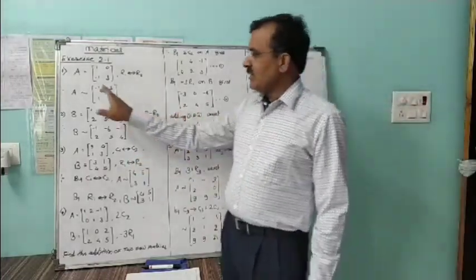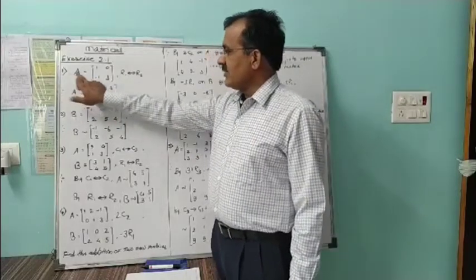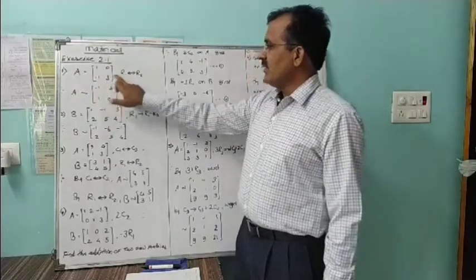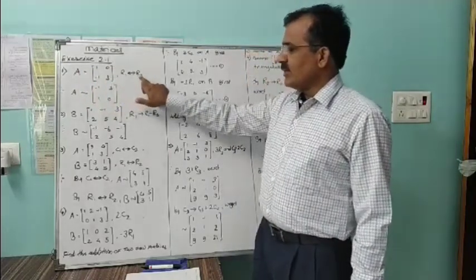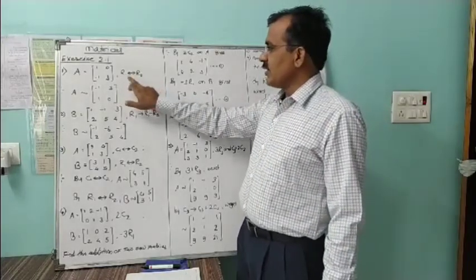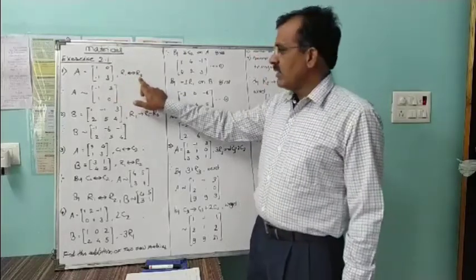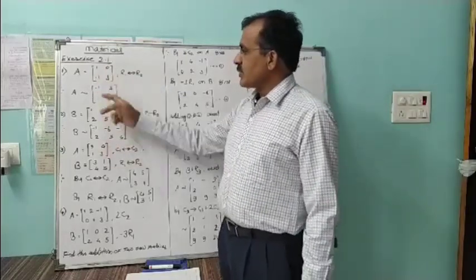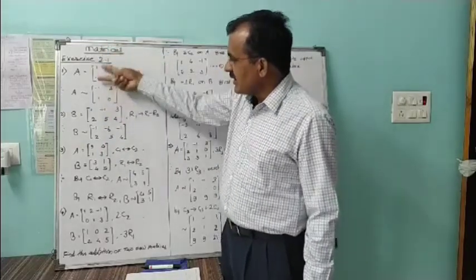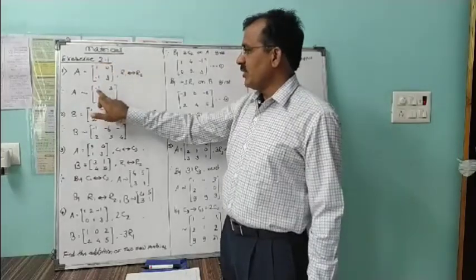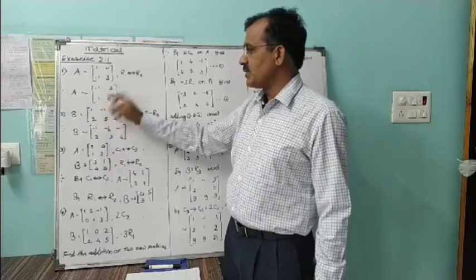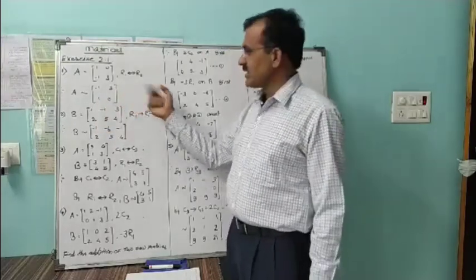Let us see the first example. The matrix is 2x2, capital A, with rows 1 0 and -1 3, and R1 double implies R2. It means we have to interchange the first and second row in this matrix A. So first row is 1 0, second row is -1 3. So let us interchange them. So the first row elements will be -1 and 3. The second row elements will now be 1 0. So this is the answer of this first example.